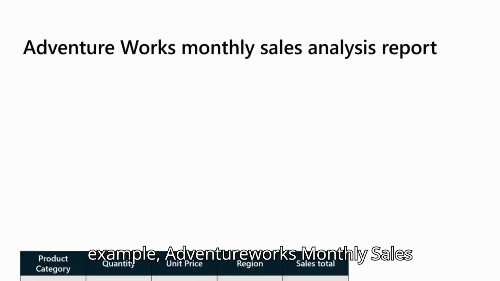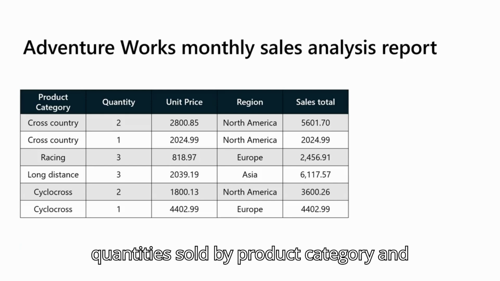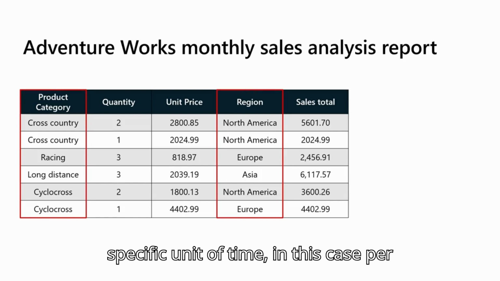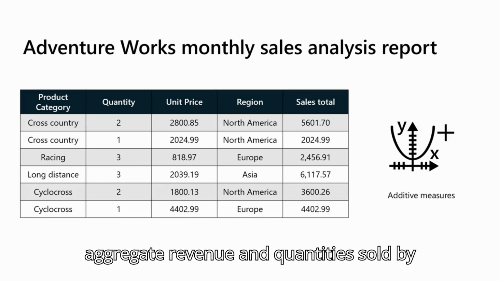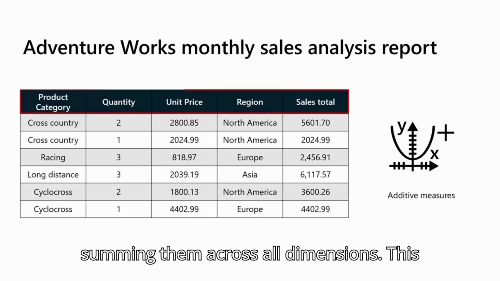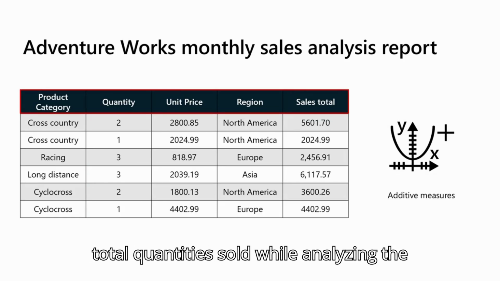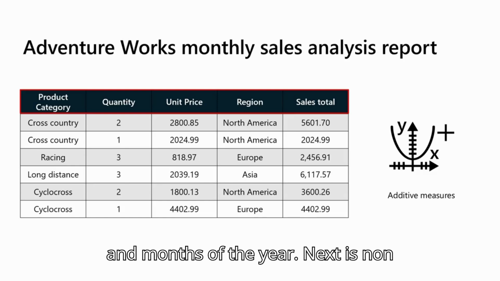For example, AdventureWorks' monthly sales analysis report shows revenue and quantities sold by product category and region. This data is for a specific unit of time, in this case, per month. You can use additive measures to aggregate revenue and quantities sold by summing them across all dimensions. This allows you to view the total revenue and total quantities sold while analyzing the performance of various products, regions, and months of the year.